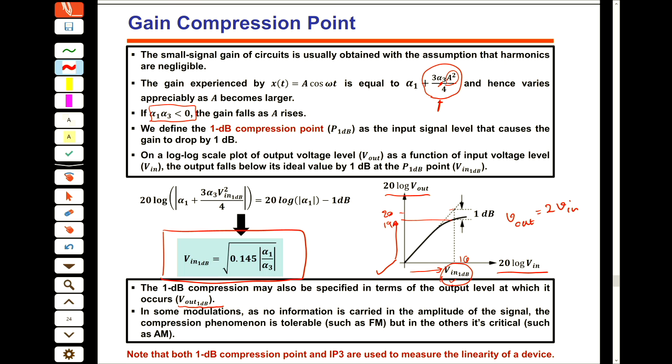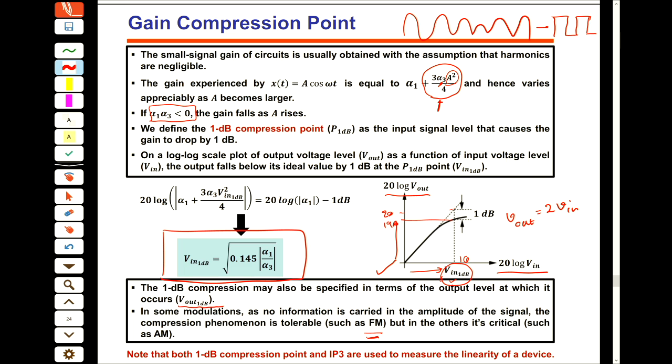I mentioned here, the 1 dB compression point in some modulations is important. I mean, it degrades the performance of your receiver. In some modulations, it depends on how you encode the data on the carrier. For example, in FM modulation, it is not important. Why? Because in FM modulation, for example, if we have a signal like this, then the output of the FM is like this. I mean, it's on the frequency of the signal. But in AM modulation, it's not.